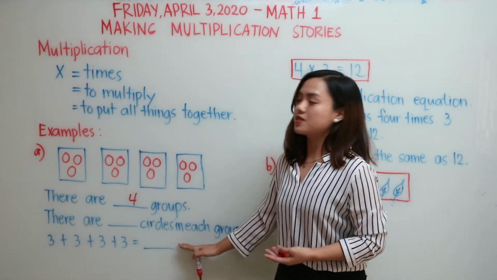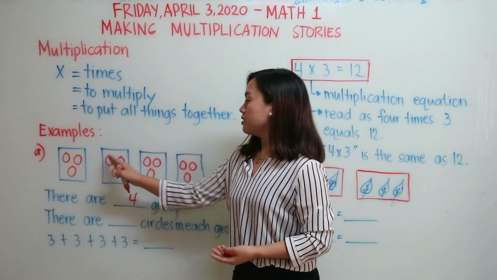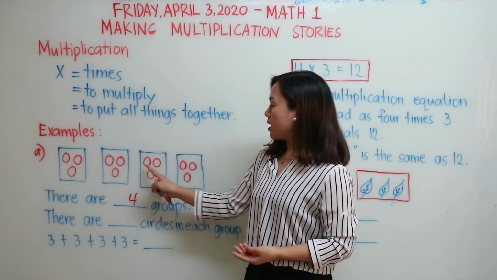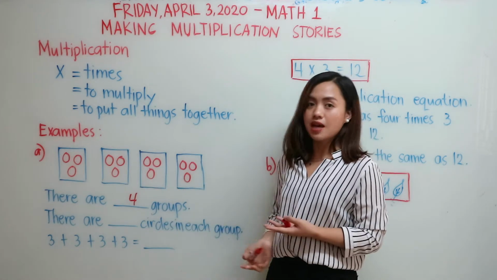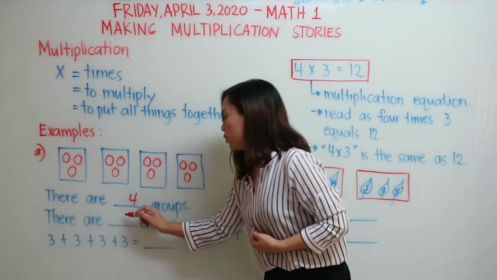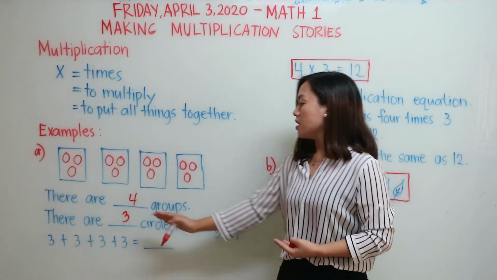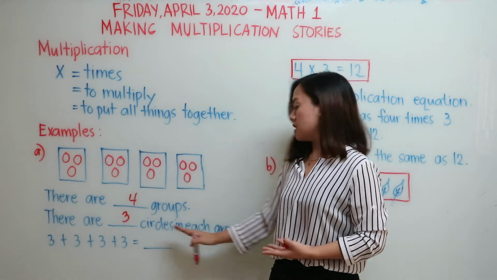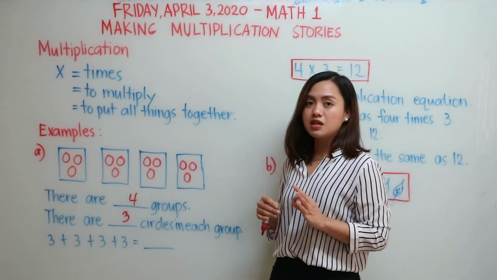Next, how many circles are in each group? Let's try to count. In group 1, we have 1, 2, 3. Group 2, 1, 2, 3. Group 3, 1, 2, 3. And group 4, 1, 2, 3. Say the same. Okay, so we are going to write 3 over there. So there are 3 circles in each group, meaning in one group there are 3 circles.